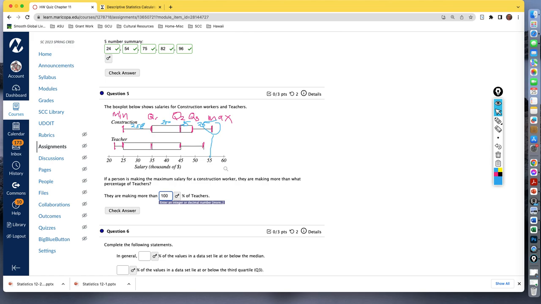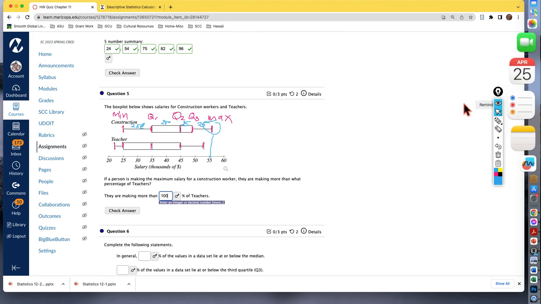And again, on this question, you might get a different one. Notice, in my case, the values are different, and it's asking you for the median. Okay, so if we looked at the median, you probably have the same graph. So the median is right here, 45. What percent of teachers are making less than the median of a construction worker? 25, 50, 75%. Okay. So again, it's just whatever the question's asking.